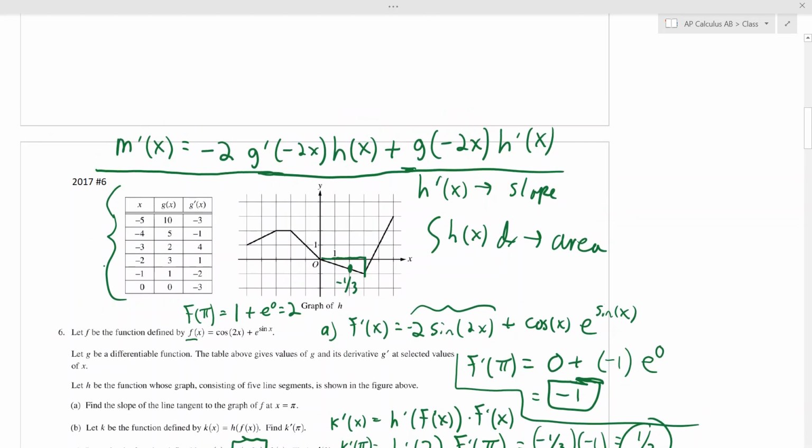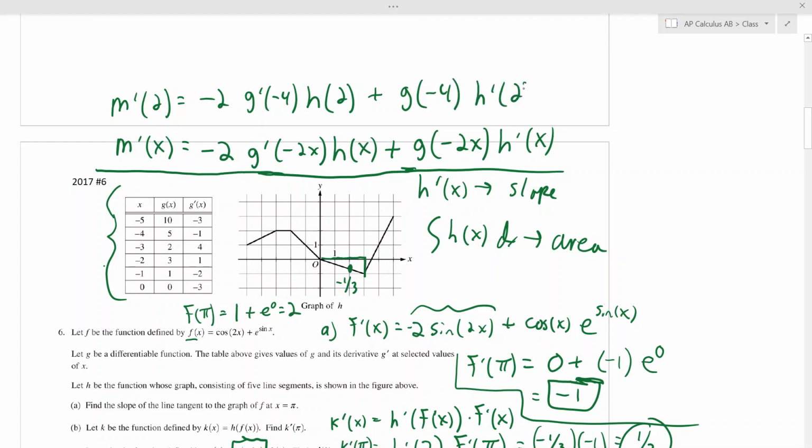They want us to find m prime of 2. So we're going to plug a 2 into there. So m prime of 2 is -2 times g prime of -4, which they're going to give us, times h of 2, which we have to find from the graph, plus g of, we're plugging a 2 in, right? -4 times h prime of 2. Okay, so just going through there, it's -2 times g prime of -4 is right here.